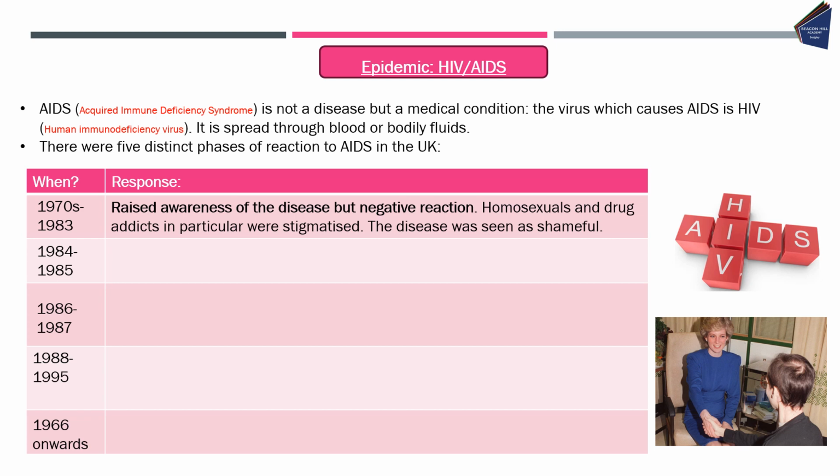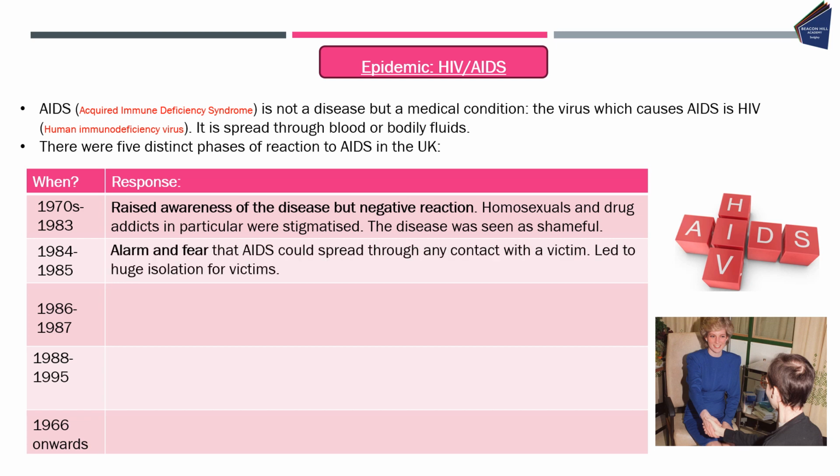And this leads to, within 1984 to 1985, alarm and fear that AIDS could spread through contact with a victim. So this is the idea that if you touch the hand of someone, if you come into contact with them at all, then you would contract the disease, which is not true, but this is what people believed at the time.